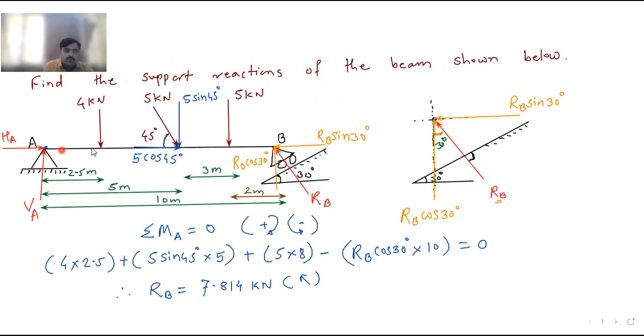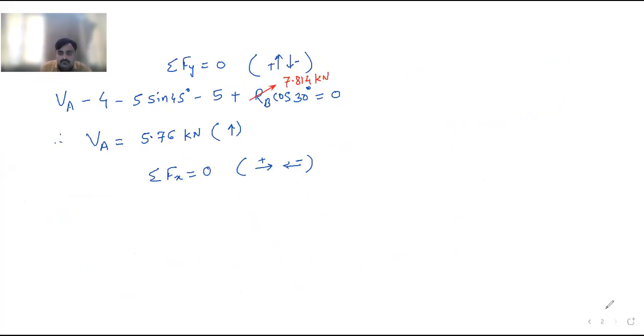So HA is positive. Then this 5 cos 45 is also moving towards right, so this is also positive. And minus RB sin 30, so it is moving towards left direction, so it is negative. So here I will write the equation. Equation is HA plus 5 cos 45 minus RB sin 30 equal to 0.